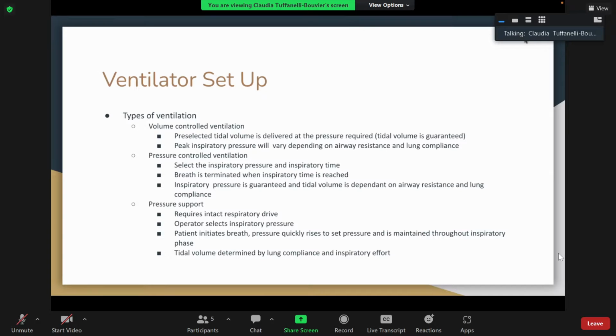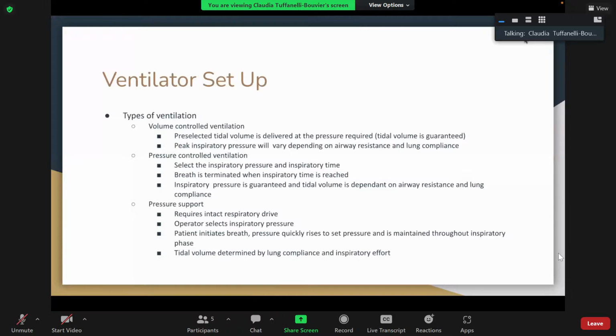The patient will initiate the breath, and the pressure quickly rises and is maintained throughout the entire inspiratory phase. And tidal volume is also dependent on lung compliance or inspiratory effort. Pressure support is a setting that can be used, like in the ICU, when you're trying to wean mechanical ventilation and get an idea of how much tidal volume your patient can take with just a little bit of pressure support.